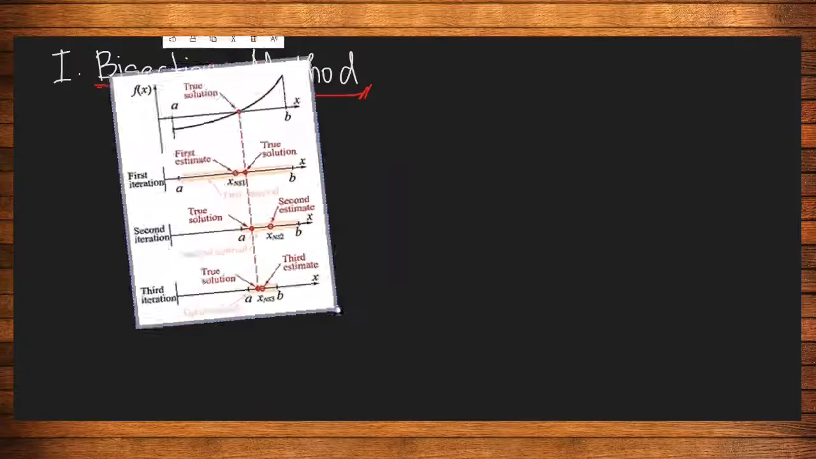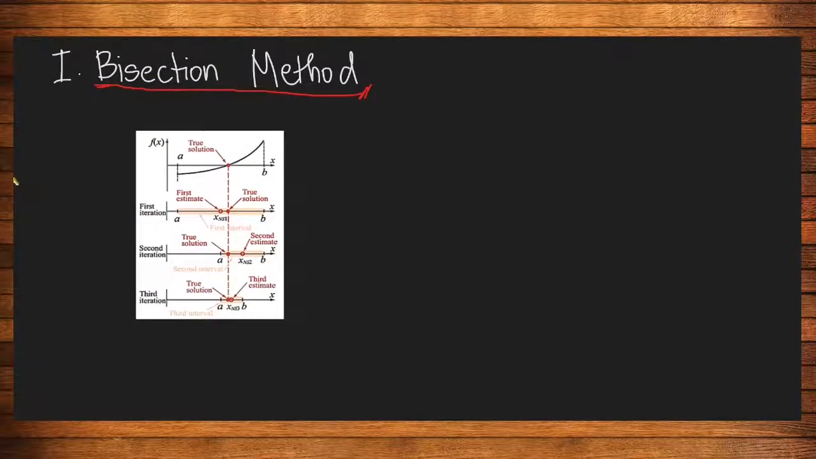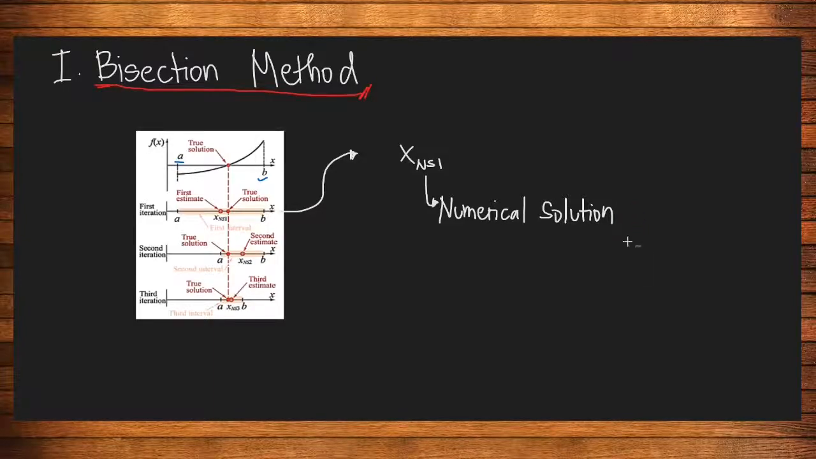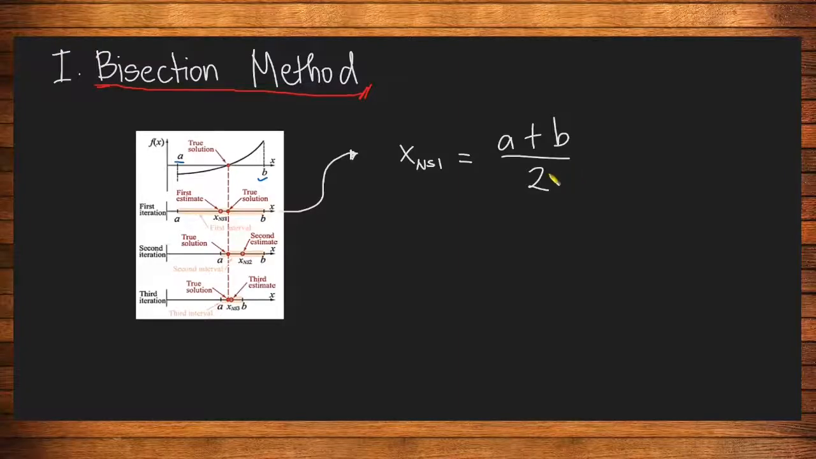Now, if we have determined that a solution lies between our interval, the next thing that we are going to do is we are going to calculate the first estimate of the numerical solution. So, tatawagin natin siyang x sub ns1. So, ns, that stands for numerical solution. So, in bisection method, this estimate is obtained by simply taking the midpoint of our boundary or our interval. So, that will be equal to (a + b)/2. Kaya nga tinawag siyang bisection method, no? Bisection. So, hahatiin natin siya at the midpoint.